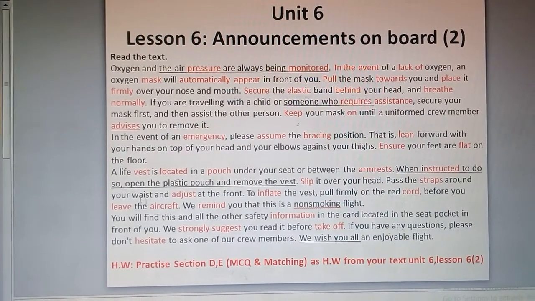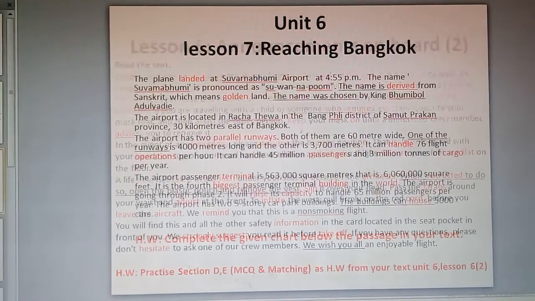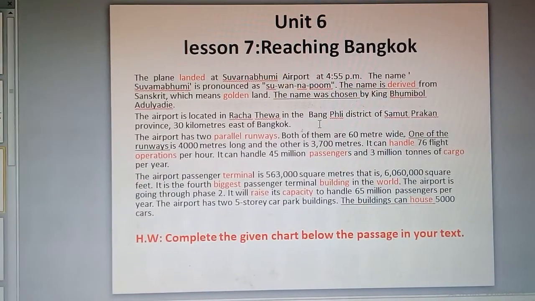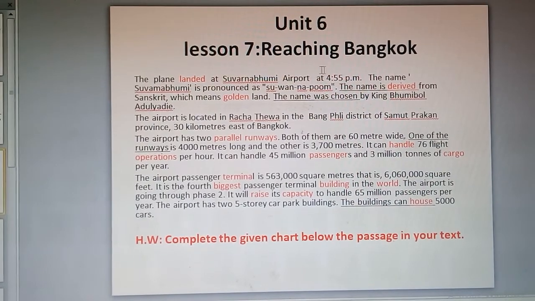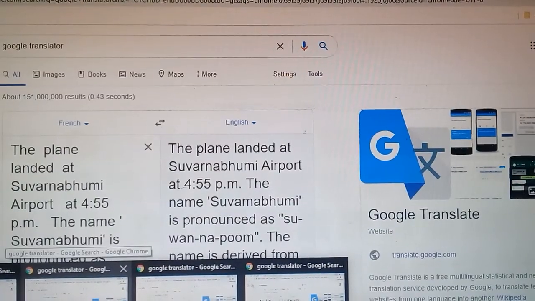Now let's go for unit 6, lesson 7. At first, reading aloud. This lesson is named Reaching Bangkok. So read aloud first.